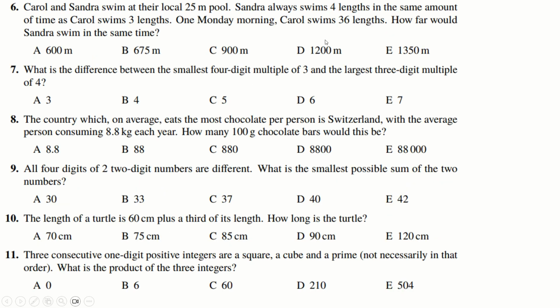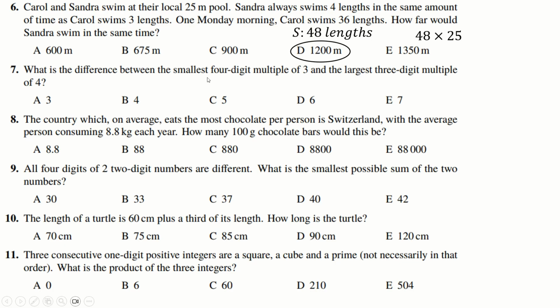These people swim in a pool for every 4 lengths. This person does 3, this person did 36. So we'll do 36 divided by 3. It's like a ratio, right? 36 divided by 3 is 12, times by 4 is 48. So Sandra swims 48 lengths, which we then just need to times by 25. Easiest way to times by 25 is to times by 100 and then divide by 4, or vice versa. So divide by 4 is 12, times by 100 is 1200.